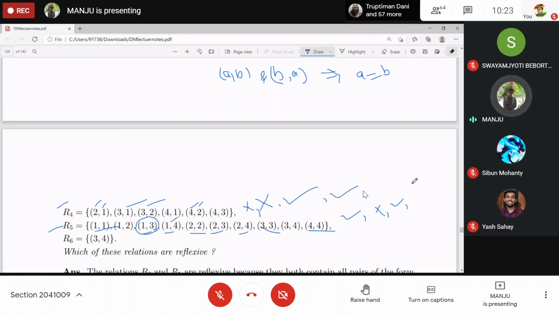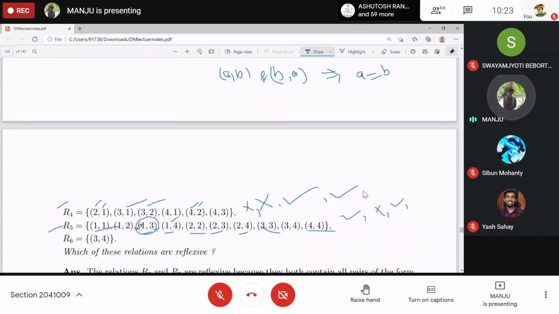What about antisymmetricity? Antisymmetry means that for the same element, the reflexive pair (A,A) can be present for all A, but for different A and B, at least one of the pairs should not be present in R. So either both are not there or at least one is not there.